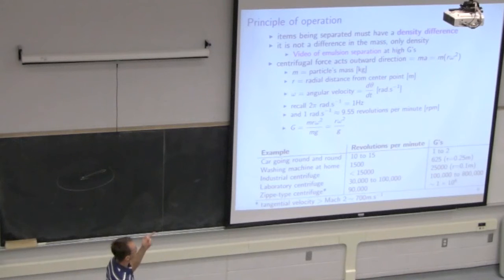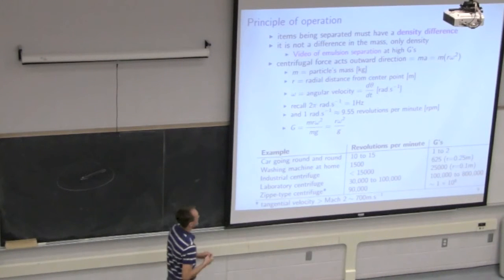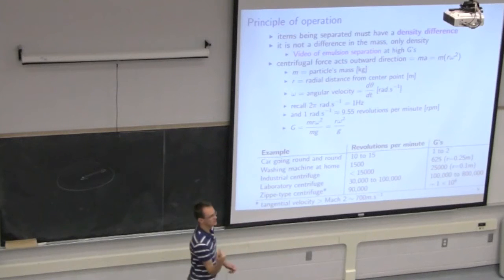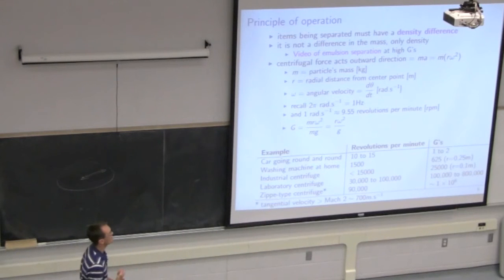And that centrifugal force is given by ma, the acceleration, and the acceleration is r omega squared. So this is what we've learned in our physics courses. We've derived that it's equal to r omega squared, where r is the radial distance from the center point, and omega is the angular velocity that particle is experiencing. So it's measured in radians per second.